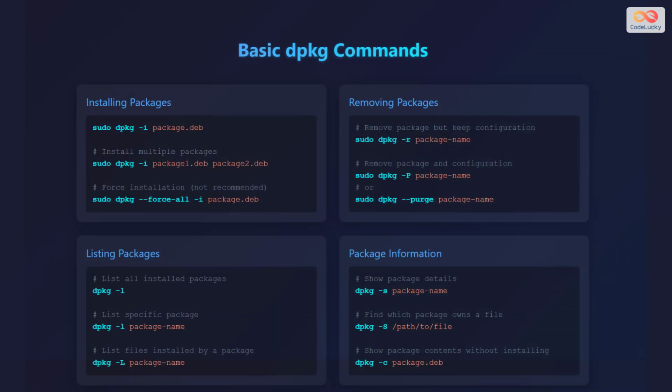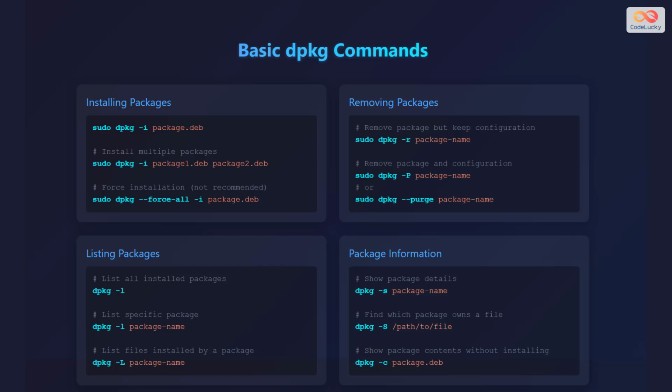Let's explore some basic dpkg commands. To install packages, use the command sudo dpkg followed by the package name with the .deb extension. For example, sudo dpkg package.deb. To install multiple packages at once, you can use sudo dpkg followed by the names of the packages, such as package1.deb, package2.deb. It's generally not recommended to force installation, but if necessary, you can use the command sudo dpkg force followed by the package name.